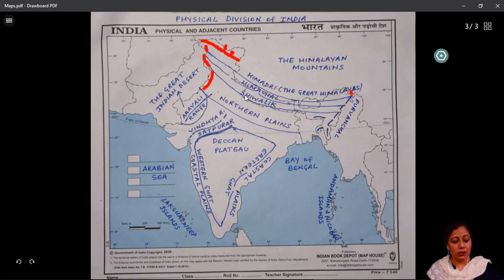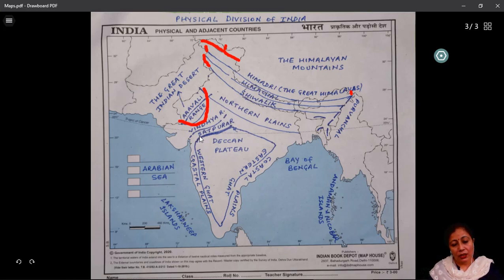Next we will move towards the third important physical division, that is the Great Indian Desert. This is situated in Rajasthan, the Great Indian Desert. This area you have to mark like this. Now fourth, we are moving towards the plateau region.